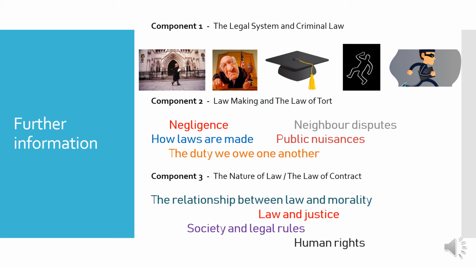What are public nuisances? How is it that laws are actually made? What does Parliament do? What are the stages that must be followed? And what is the duty that we owe one another as citizens of the UK? All of these things are definitely covered within Unit 2.